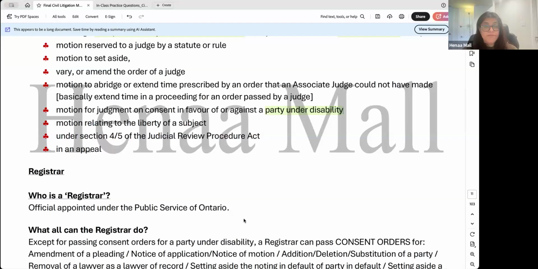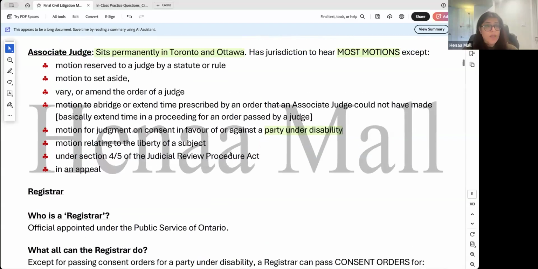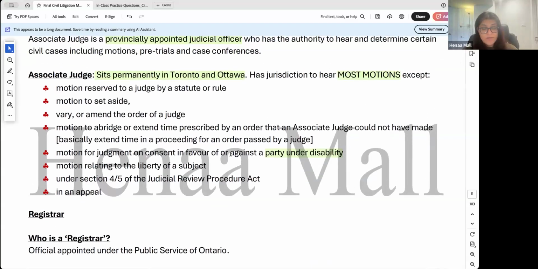So you see, an associate judge has a very specific job. They have the jurisdiction to hear most motions, except the ones that are mentioned over here. An associate judge is a provincially appointed judicial officer, and they sit permanently in Toronto and Ottawa.